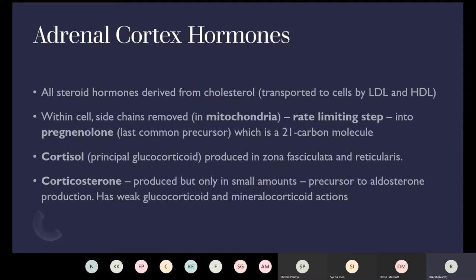And so cortisol, which is a stress hormone, and it's the principal glucocorticoid, is produced in the zona fasciculata and the reticularis. And corticosterone is produced, but only in really small amounts. And it's a precursor to aldosterone as well. And it has weak glucocorticoid and mineralocorticoid actions.